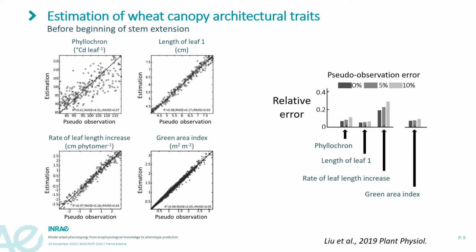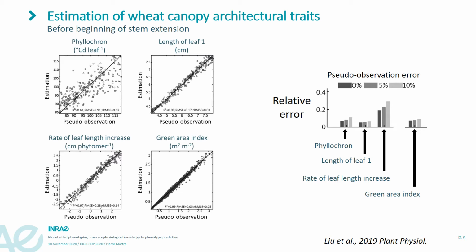These 3 parameters were estimated with a relative error of less than 10% for the first 2 parameters, even when a random error of 10% was introduced in the pseudo observations. And the third parameter, the rate of leaf length increase, was estimated with an error of 20 to 30%. But the green area index was estimated with an error of less than 10%.